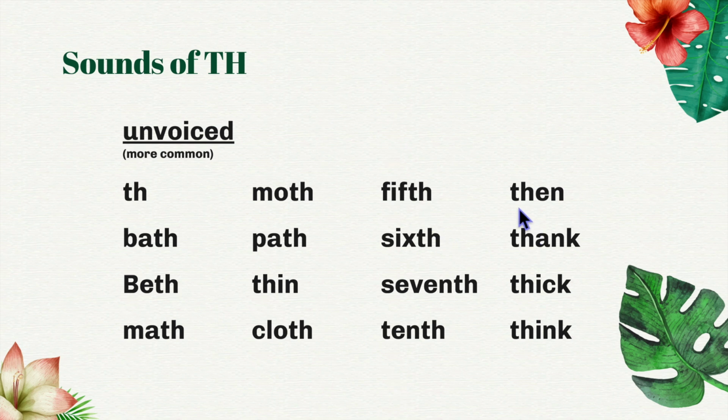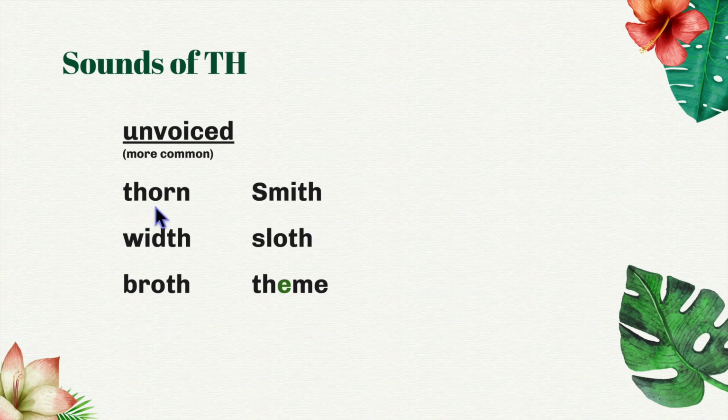This word should be on a different slide, so we will skip it. Thank, thick, think. Thorn, OR says or. Width, broth. Smith, this is a very common last name in the United States. Sloth. This E is going to have its long sound because of the silent E at the end.